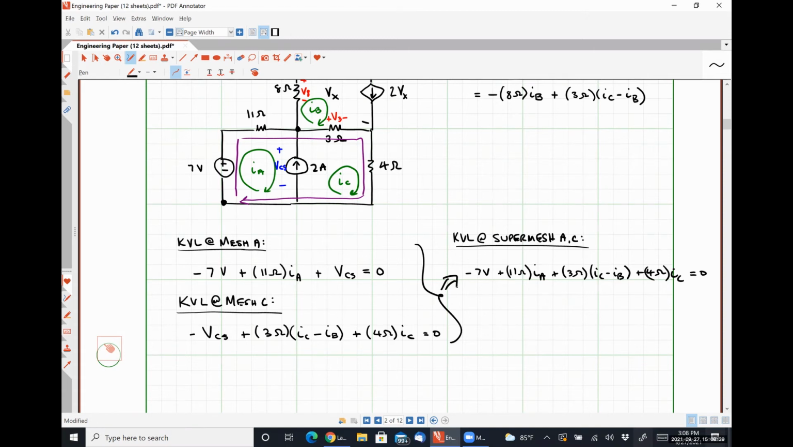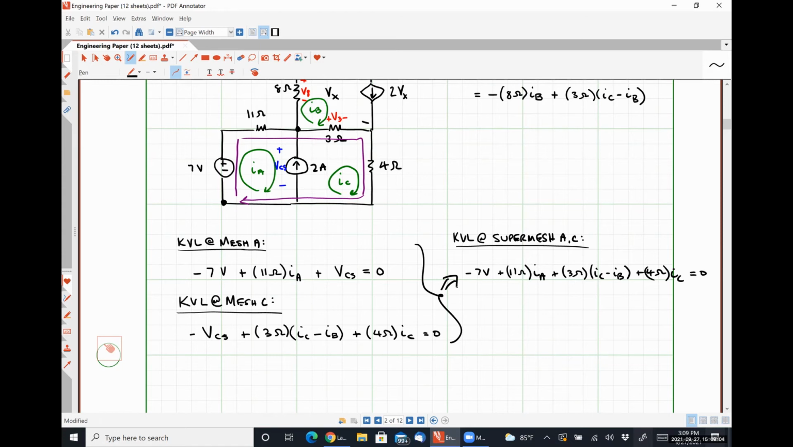Which of those two mesh currents flows in the same direction as the 2 amp source? Okay, and then IA flows in the opposite direction. So what we'll see is that 2 amps will be equal to IC minus IA. So the current flowing in the same direction as the current source gets the positive sign. The current flowing in the opposite direction of the current source gets the minus sign.